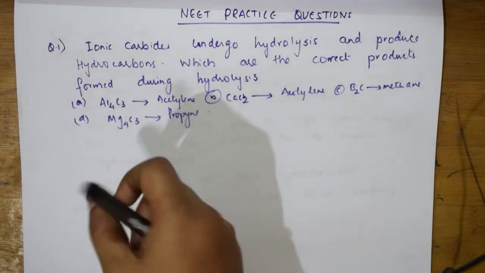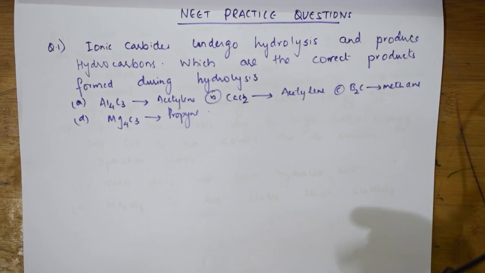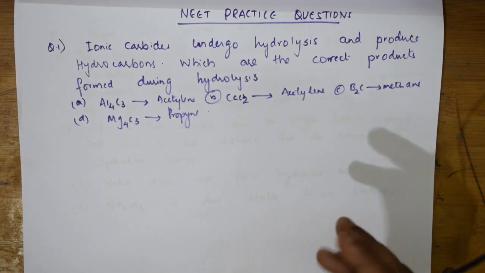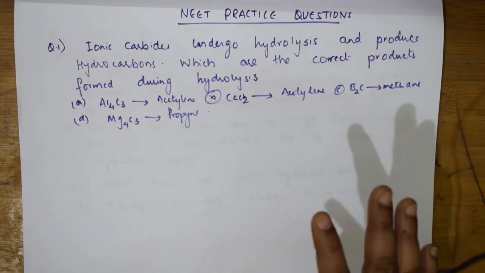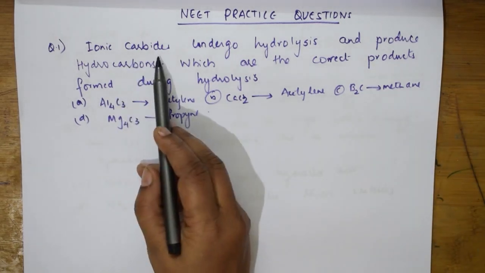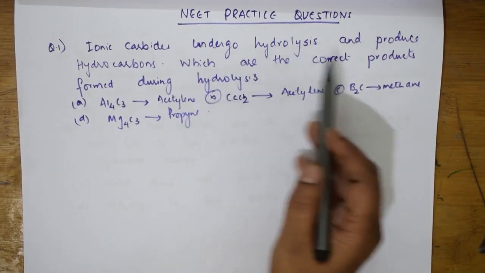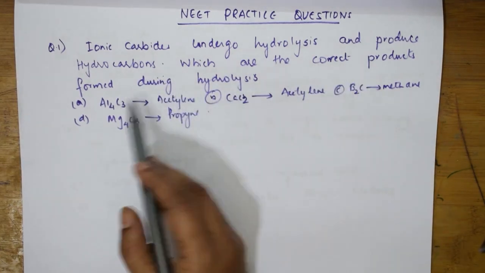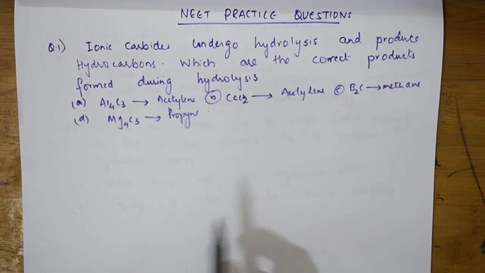One thing you should remember, there'll be certain questions which have more than one correct option. Mostly you have only one option correct, but in some other questions 2 options will be correct, and 3 options may also be correct. So let us see how to do it. In this particular question, they've given: ionic carbides undergo hydrolysis and produce hydrocarbons. What are the correct products formed during hydrolysis?